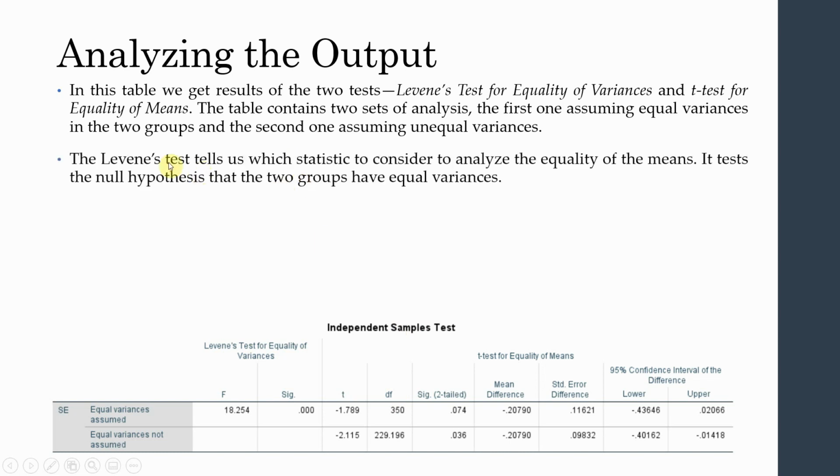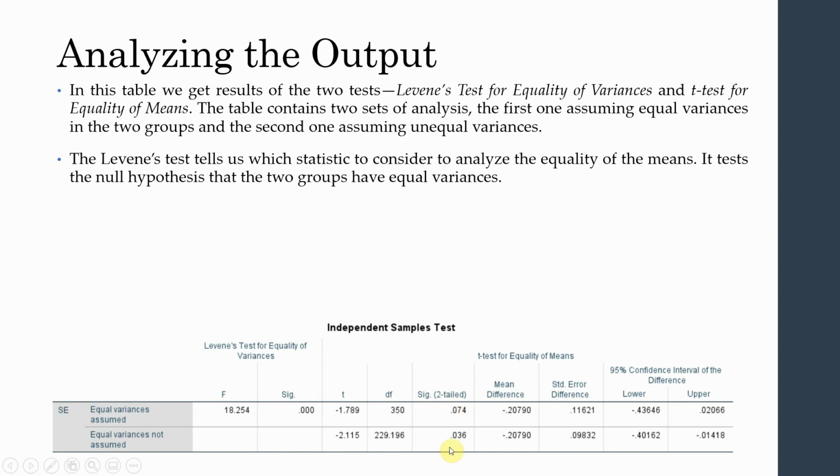How do we do this? Levene's test tells us which statistics to consider to analyze the equality of means, because we are assessing whether self-efficacy is equal in male and female or not. How do you do this? You are actually comparing means. You are comparing the average values or mean values. So I am interested in assessing whether the self-efficacy score between male and female is equal or not. Now this is actually your equality of means.